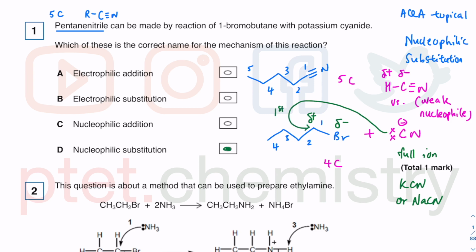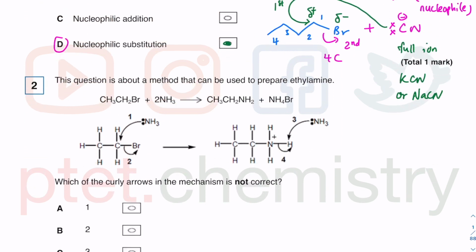That's your first step. And then you will have the second step where you will break the C-Br bond. We don't usually label the first step and the second step. I've just put it there so you can see what is going on. So option D is the answer there.